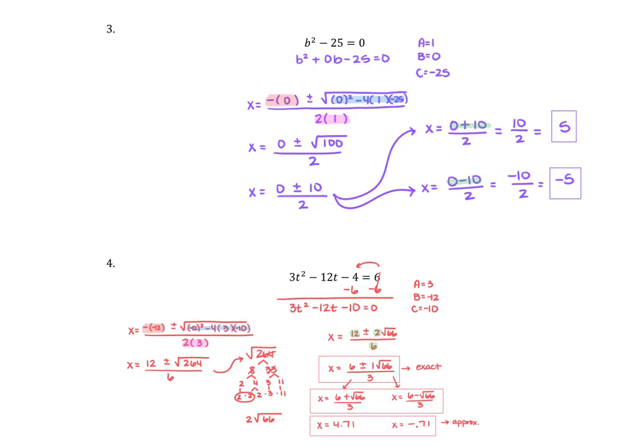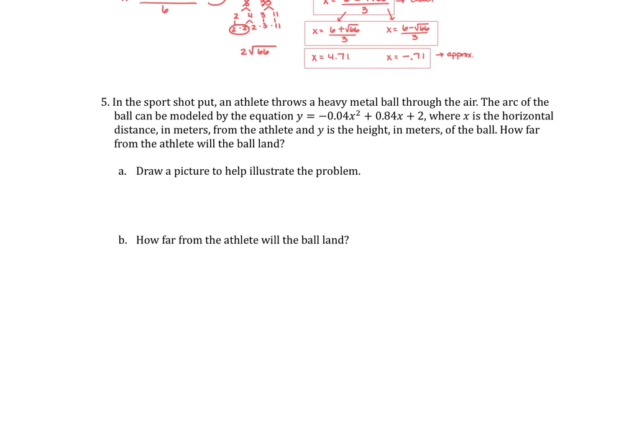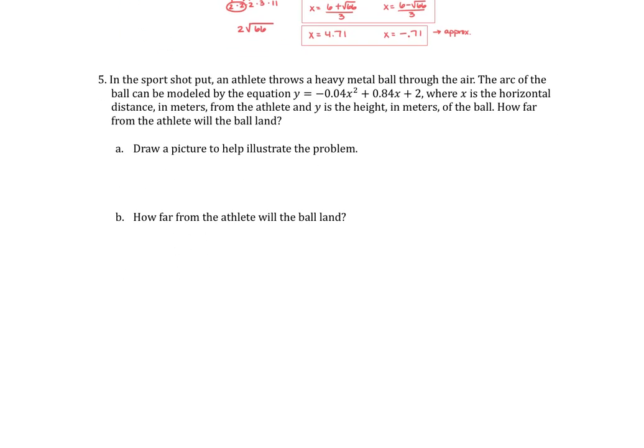All right, we have one more problem, and it's a word problem. Don't get scared because it's a word problem. It's not going to be bad. The calculator is going to do all our hard work for us. All right, first up, it says, in the sports shot put, an athlete throws a heavy metal ball through the air. The arc of the ball can be modeled by the equation y equals negative 0.04 x squared plus 0.84 x plus 2, where x is the horizontal distance in meters from the athlete and y is the height in meters of the ball. How far from the athlete will the ball land?